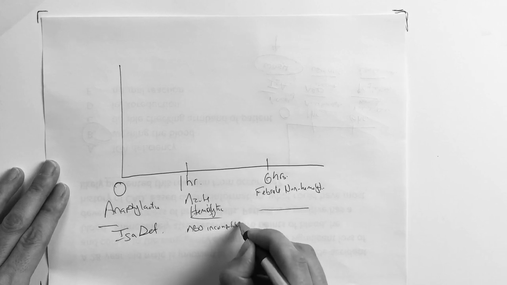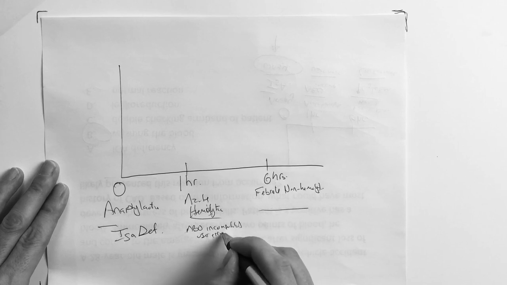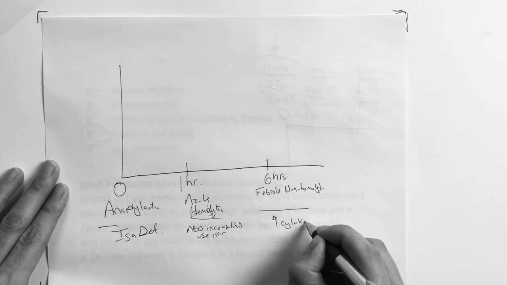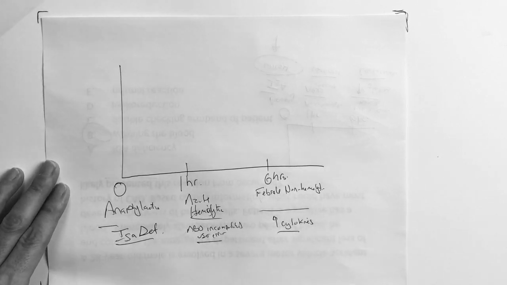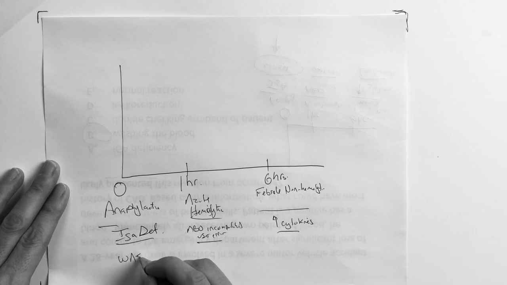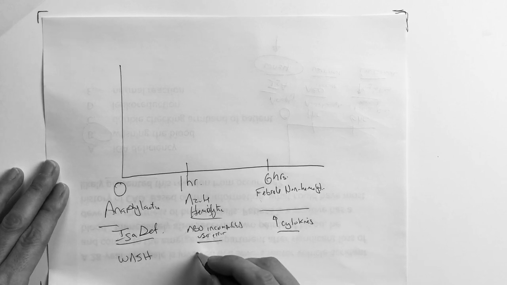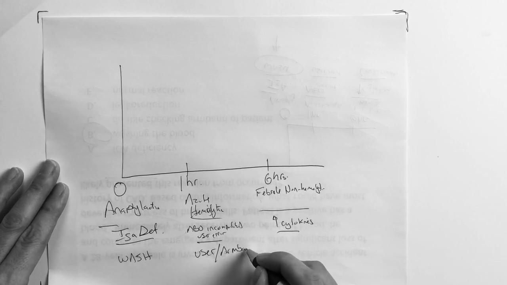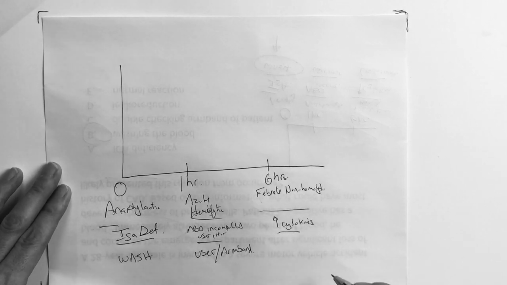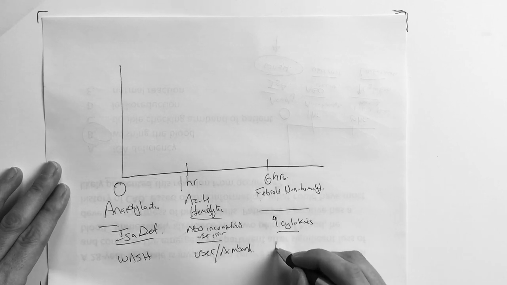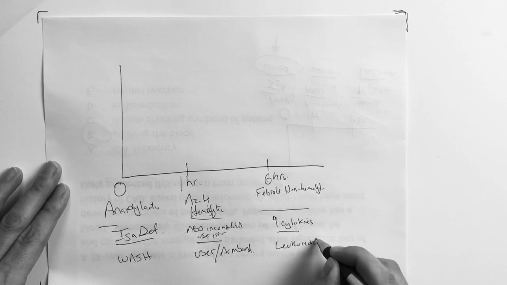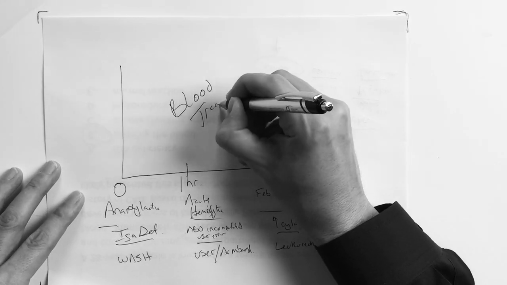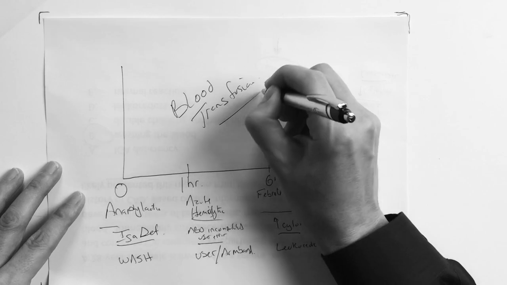incompatibility. It's kind of a user error kind of thing. And then febrile non-hemolytic, it was an increase in cytokines. I know I sound like a broken record on this. And then you got to know the preventions, okay? You wash it, you do something with the users, armband, better handoffs, all that kind of stuff. And then this one, you should do leukoreduction, okay? And again, this is blood transfusions, and this will work on step 1, step 2, and step 3.